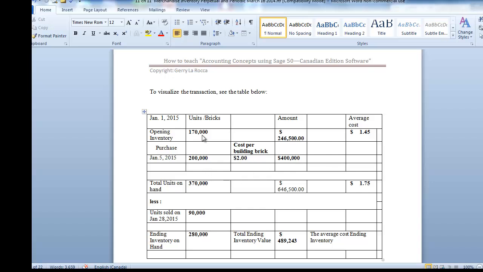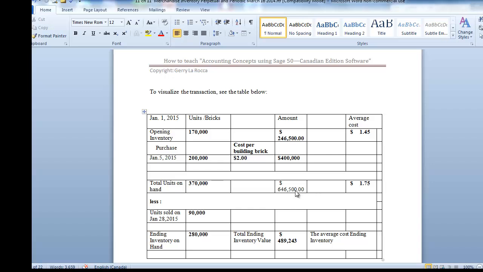Now, we add up the opening inventory, which is a separate account, plus the purchases, and any new purchases go into the purchase account. In this case, we're only doing one purchase. We could do as many as we want. We all have the same concept. So 200,000 plus 170,000 gives us 370,000 units on hand before we do the sale. And my total purchase or goods available for sale is 646,500.